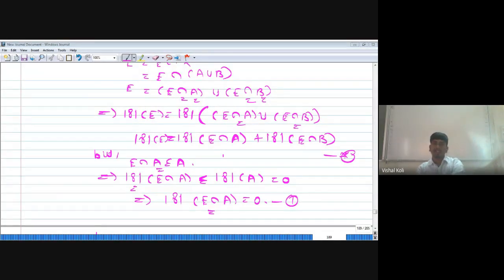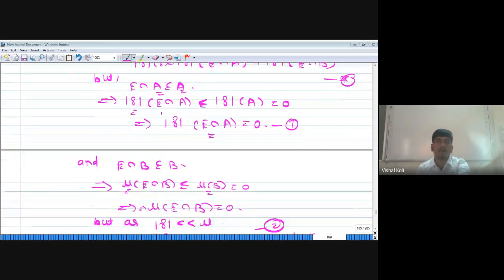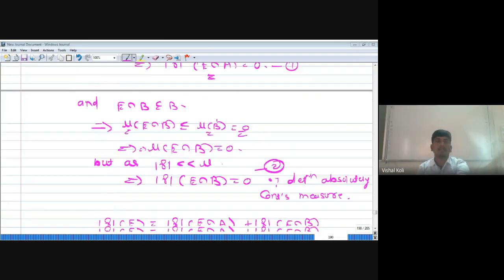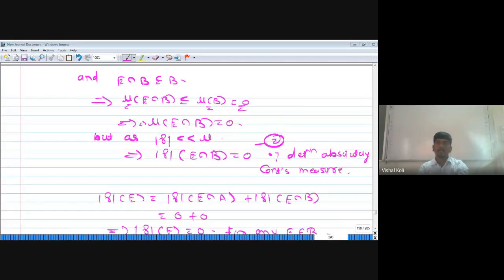But E intersection A is a subset of A always. Since it is a subset of both A and E, here E intersection A is a subset of A. Therefore total variation of gamma of this set E intersection A is less than or equal to total variation of measure gamma assigned to this set A, but this will be equal to 0. As this one is equal to 0 and it is less than or equal to 0, then it must be equal to 0. Similarly, E intersection B is a subset of B and measure of E intersection B is less than or equal to measure of B, but measure of B equal to 0, which is from the definition of mutually singular measures. Therefore measure of E intersection B must be equal to 0. But total variation of gamma is absolutely continuous with respect to mu. Then total variation of gamma of this set E intersection B equal to 0.